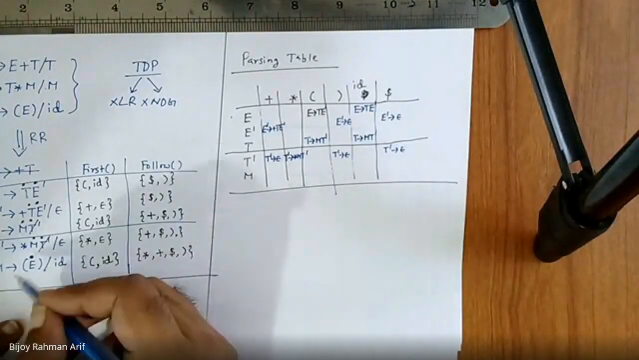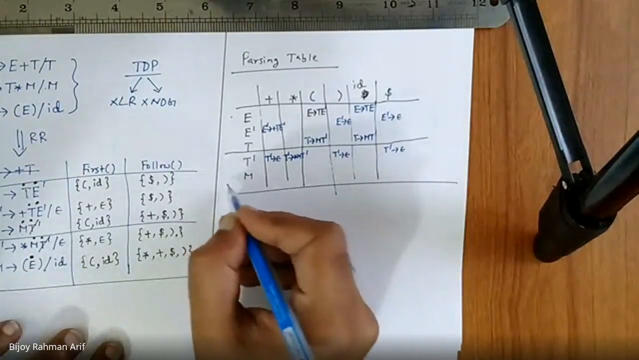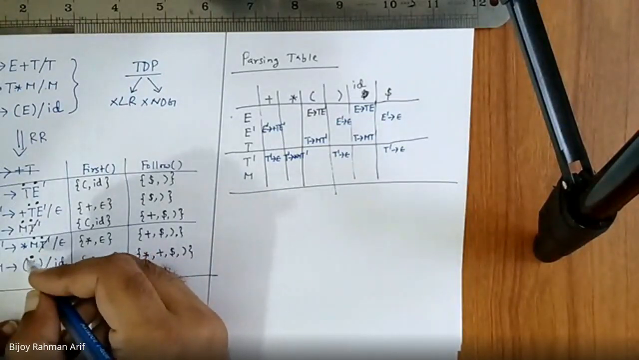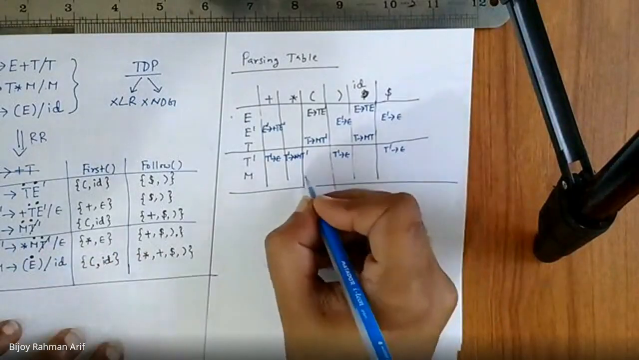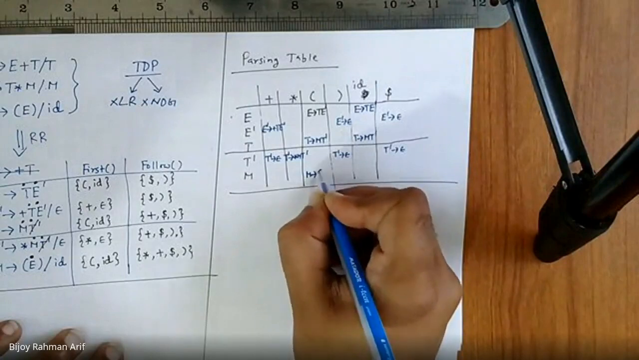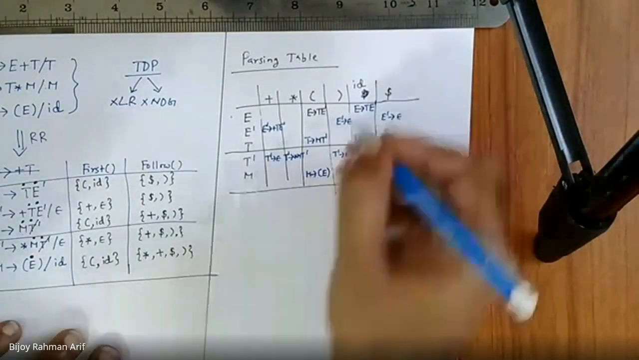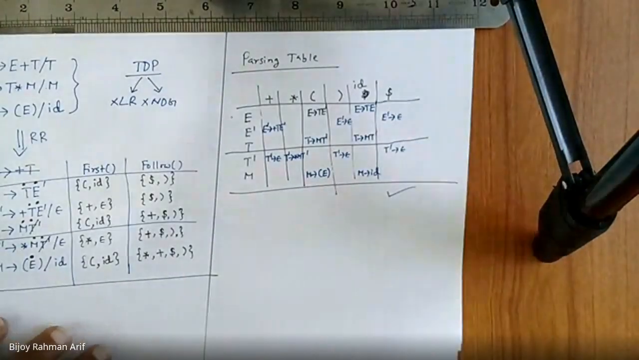Then M goes to this one. I'm going to M derives open parenthesis E close parenthesis. So I'm going to M row and first of RHS, which is nothing but first of open parenthesis E close parenthesis. So it is nothing but this one. M derives, and this one is also simple. Going to M row, id column, M derives id. So done. This is that.